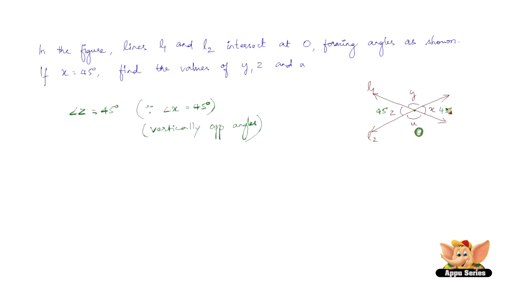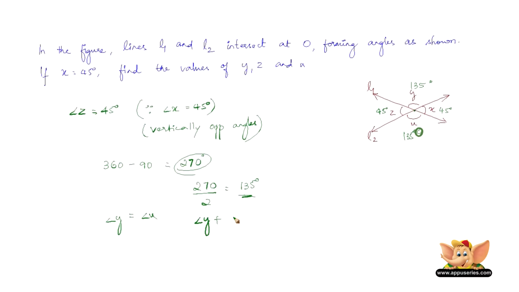So now, total is 360. We already have 90 here. So what is left over? 360 minus 90, which is 270 degrees. So split 270 equally among Y and U, which is 270 divided by 2, 135 degrees. This is 135, this is 135. Angle Y equals angle U because of vertically opposite angles.